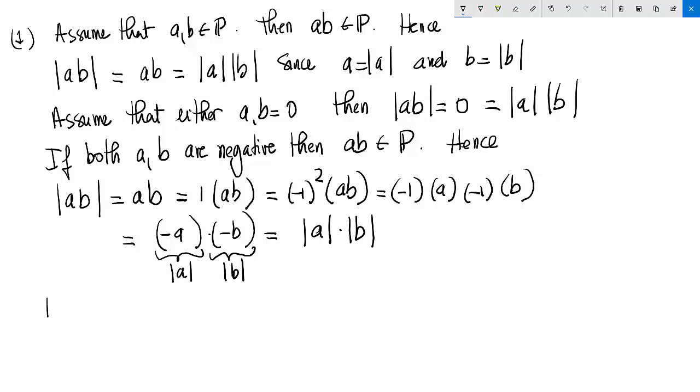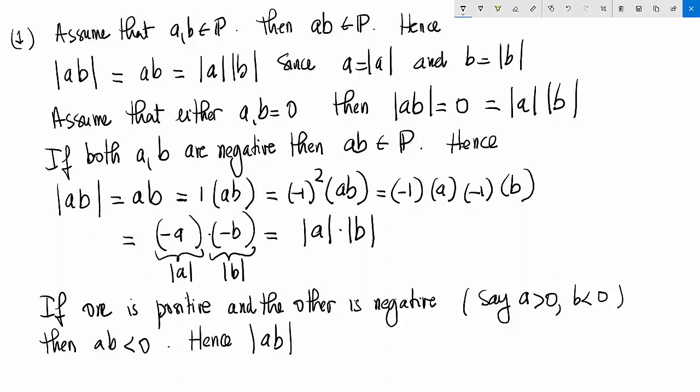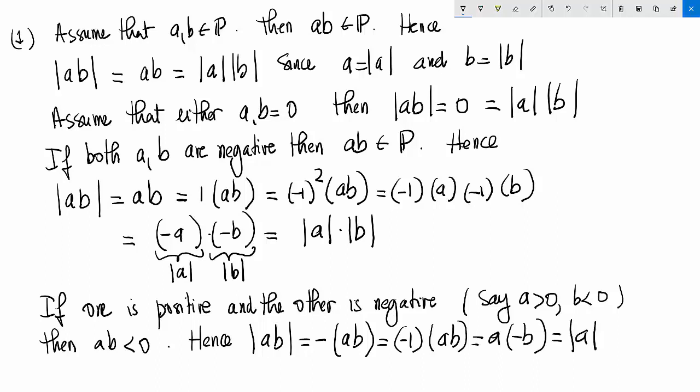Alright, so if one is positive and the other is negative, let's say A is positive and B is negative, then clearly AB will be less than 0. Hence, the absolute value of A times B will be equal to the opposite of the product, which is A times negative B, which is the absolute value of A times the absolute value of B, because B is negative and the opposite of B is the absolute value of B.